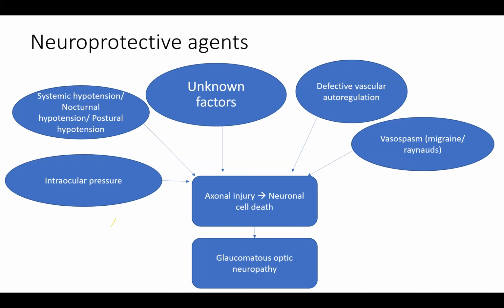Sometimes these non-IOP related factors, such as defective vascular autoregulation or systemic hypotension, are identifiable and treatable. Sometimes they're not. And a neuroprotective agent would be an agent that protects these neurons from injury regardless of the underlying cause of glaucoma, which would obviously be a useful addition to our glaucoma treatment armamentarium.